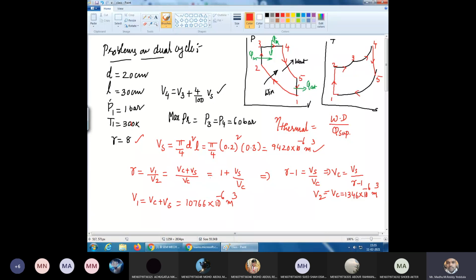Why am I doing all this? I want to know the temperature at point 2. In order to calculate the temperature at 2, I should know the volume at 1 and the volume at 2. Compression ratio is known, r is equal to 8, that is equal to V1 by V2. So V2 is equal to V1 by 8. So 10766 into 10 power minus 6 divided by 8. Type it and tell me the V2 value.